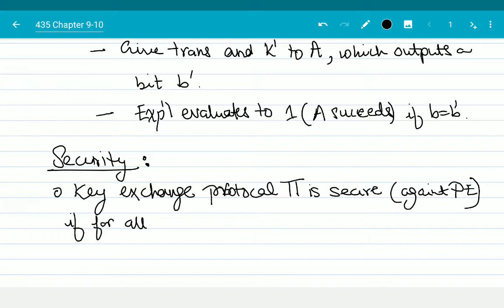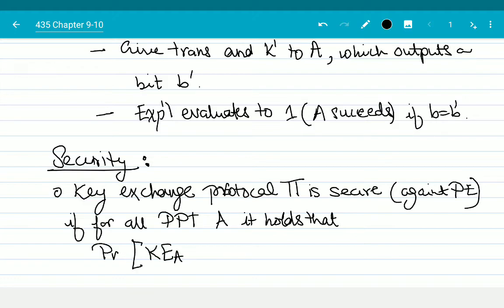What was the thing we were using? PES? I don't remember. Passive eavesdropper. If for all probabilistic polynomial time algorithms A, it holds that the probability that KE of A comma Pi of n is equal to 1 is smaller than or equal to 1/2 plus a negligible function epsilon of n.